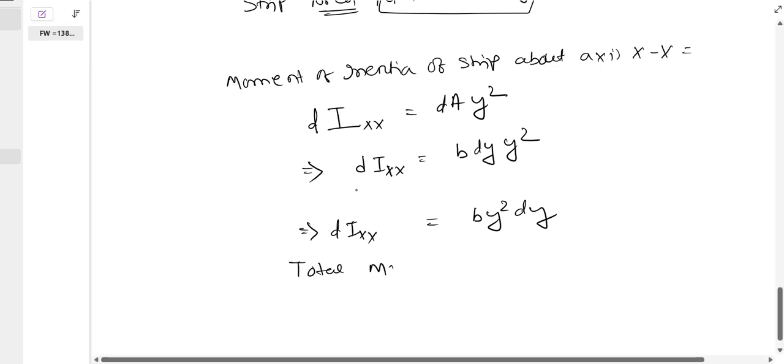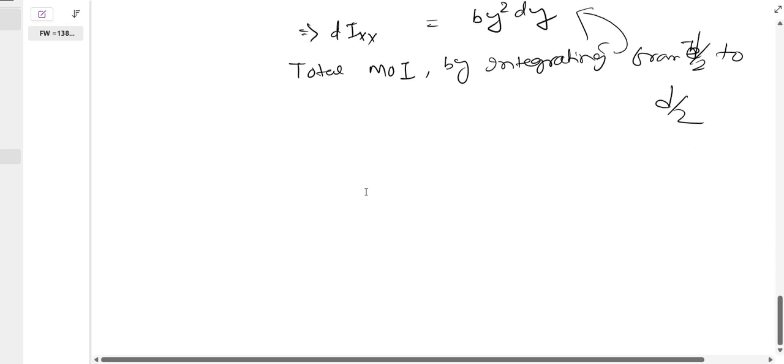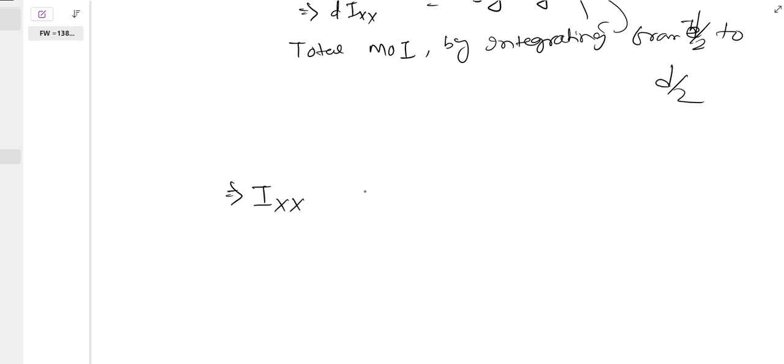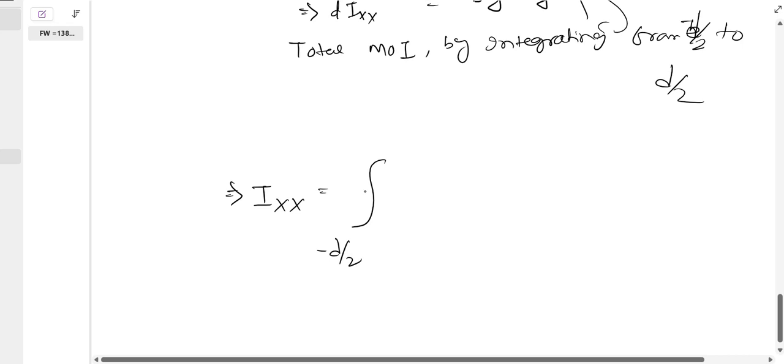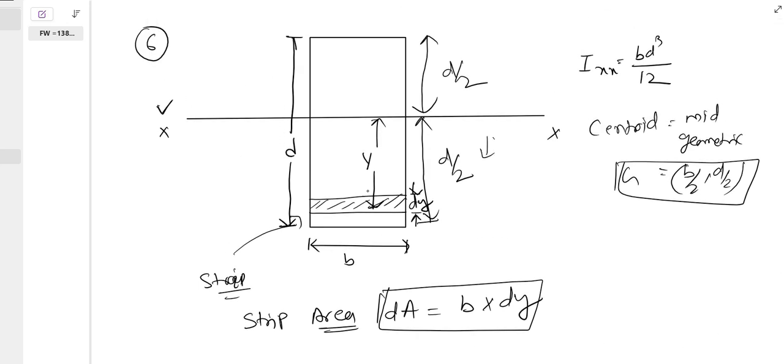Total moment of inertia can be calculated by integrating this equation from minus d by 2 to d by 2. That means Ixx equal to integration from minus d by 2 to d by 2 of b y square dy. So y माइनस डी बाई टू, डी बाई टू, देखो ये नीचे का सेक्शन is up to d by 2 distance and top section is up to also d by 2 distance. So if we move downward the sign will be negative. If we move upward the sign will be positive. So the limits of the integration is from minus d by 2 to d by 2.